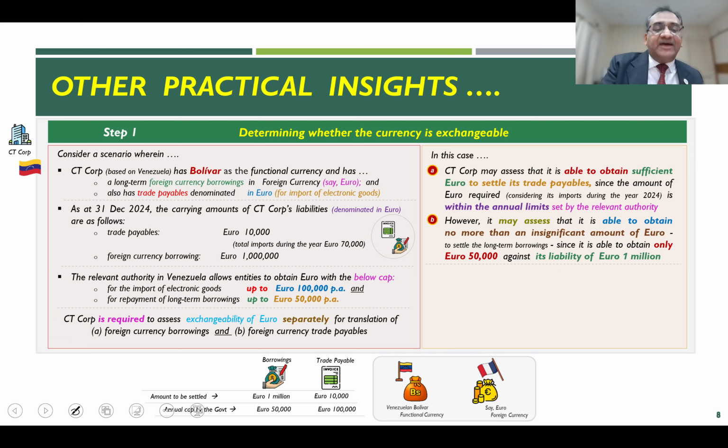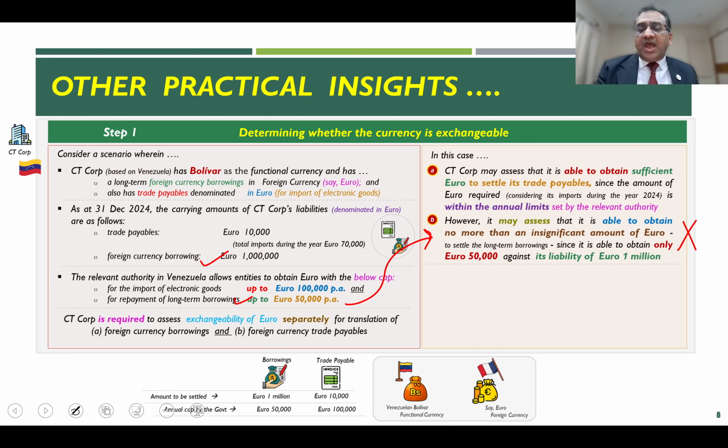However, when it comes to the other one, foreign currency borrowing, it will need to assess that it is able to obtain only an insignificant amount of euro, because 50,000 as a percentage of 1 million is a very insignificant amount. So therefore, considering that for the second purpose, entity Citicorp is able to obtain only an insignificant amount for the foreign currency, for this second purpose, the currencies are not exchangeable.